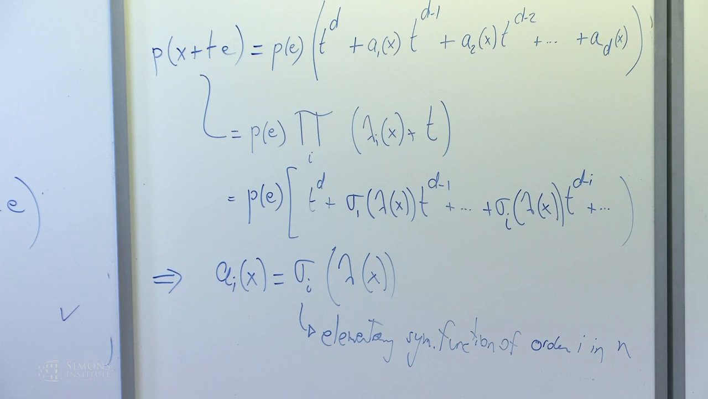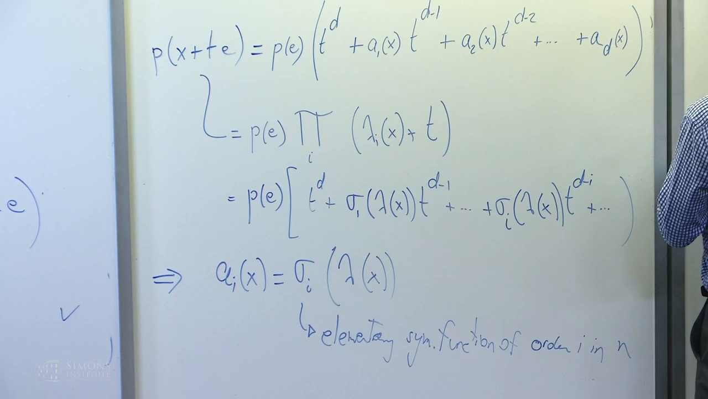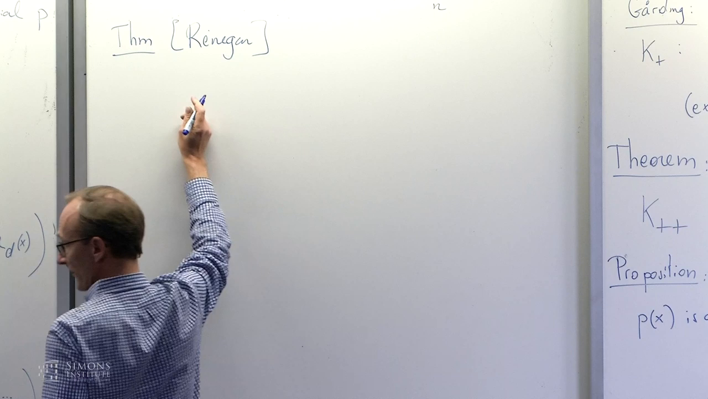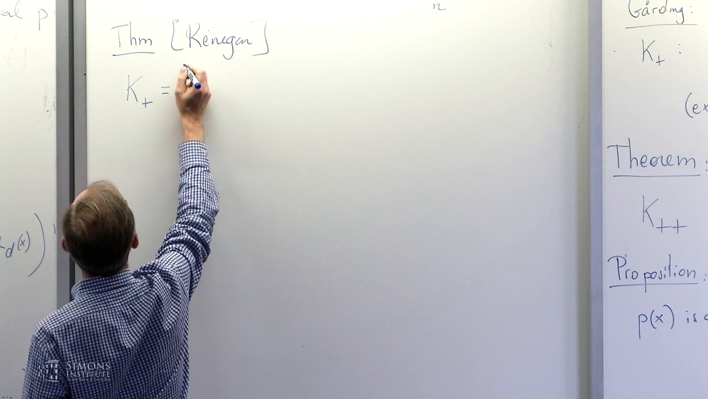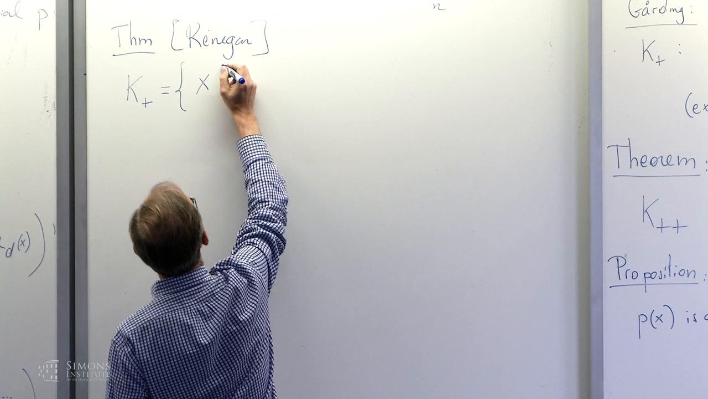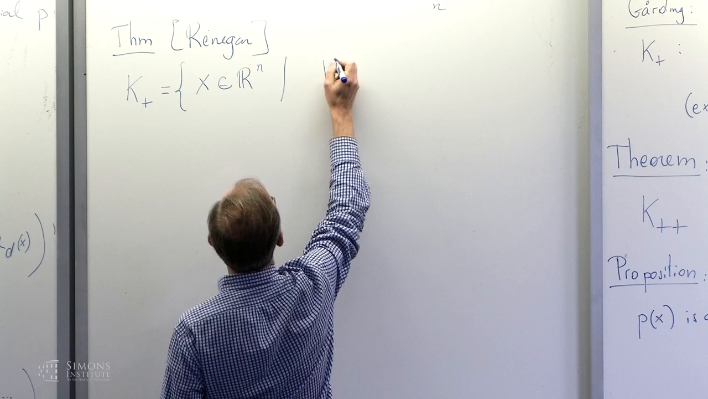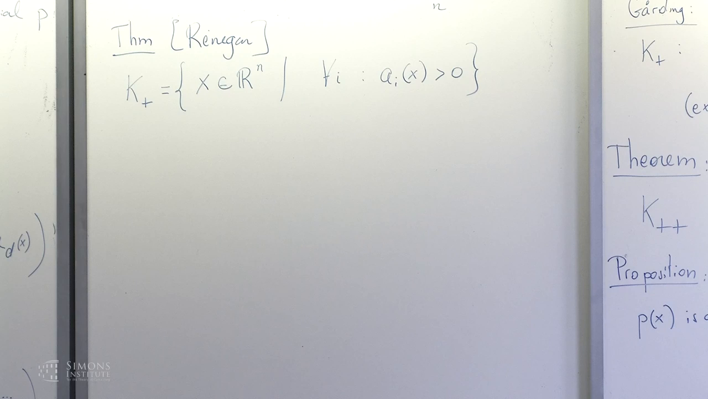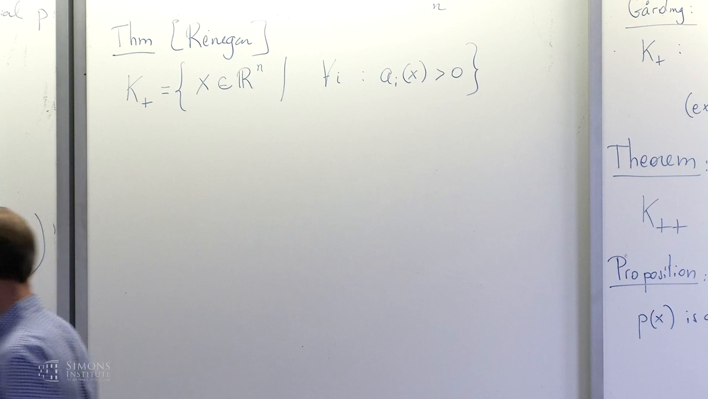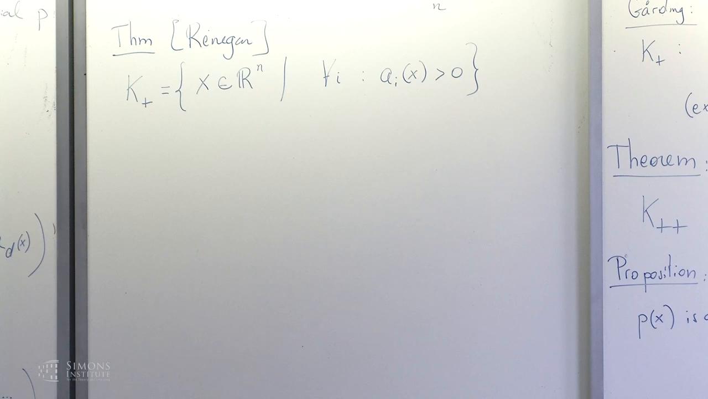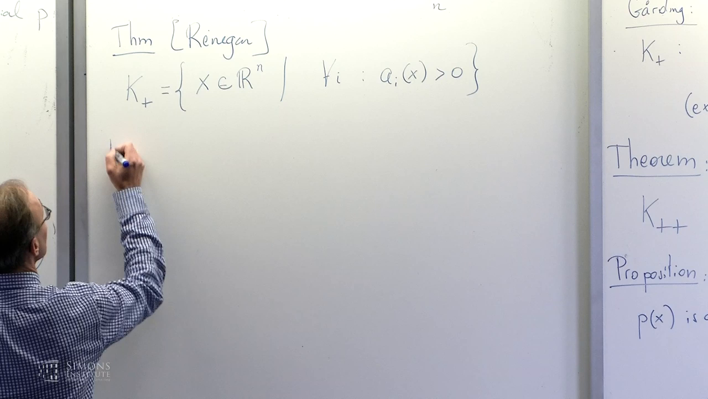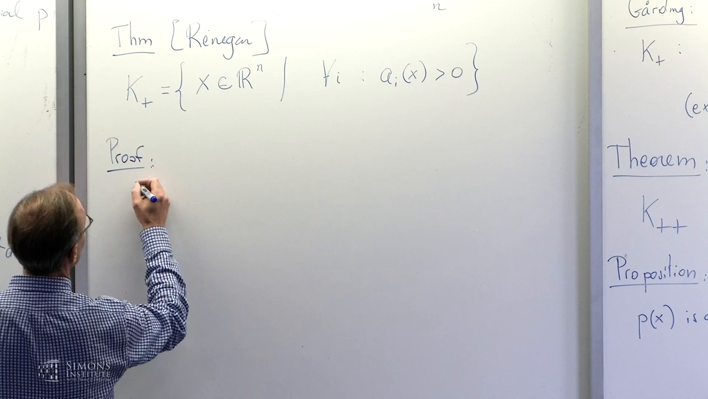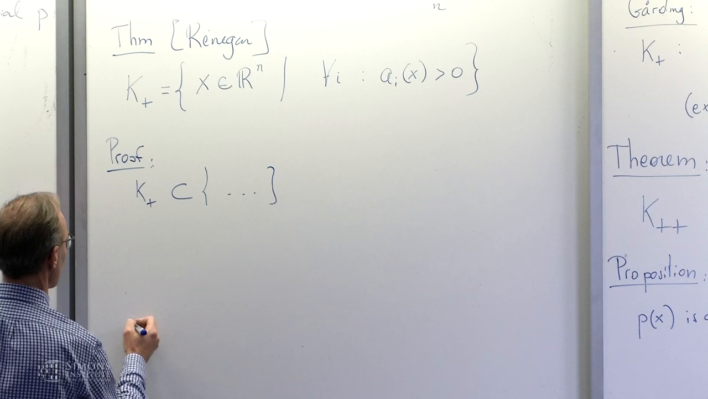Which is due to Renegar. And that's saying that K plus is the set of X such that for all i, A i of X is positive. So for example, the positive definite matrices are the matrices such that all the elementary symmetric functions of the eigenvalues are positive. And the proof is quite simple. It's elementary. Let's show that K plus is included in that set, and then that K plus contains that set.